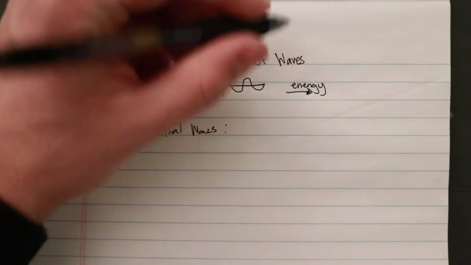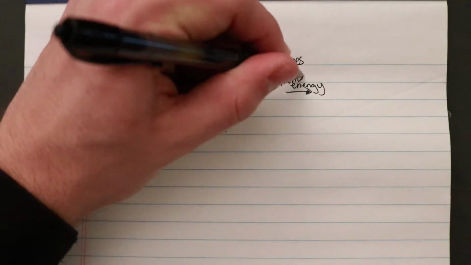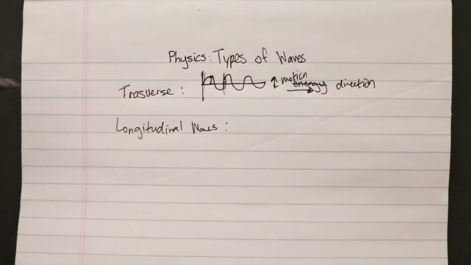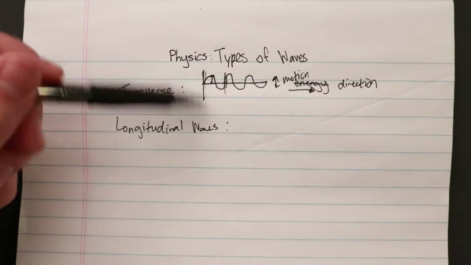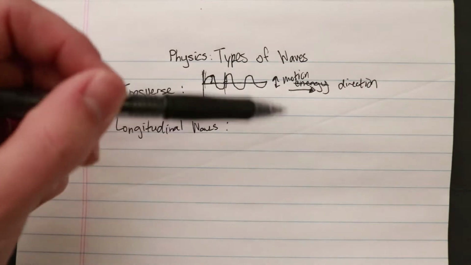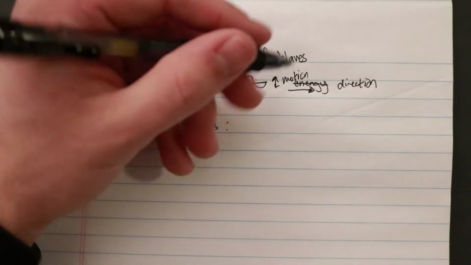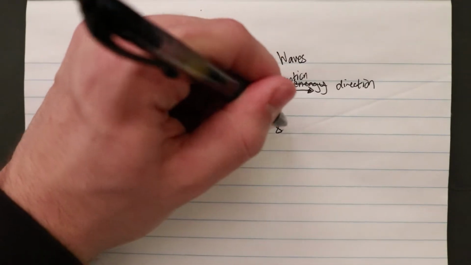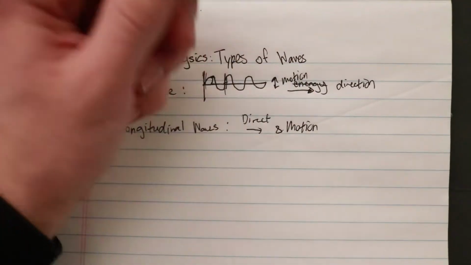To know about it, the direction of motion of the wave, so the energy moves this way, but the motion of it is up and down. So the direction of the wave, as the wave moves this way, the motion of it is up and down. With longitudinal waves, the direction and the motion are in the same direction.